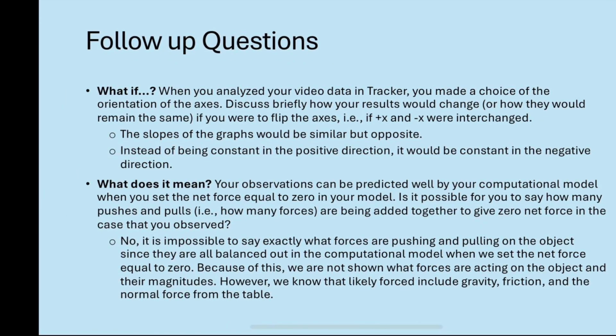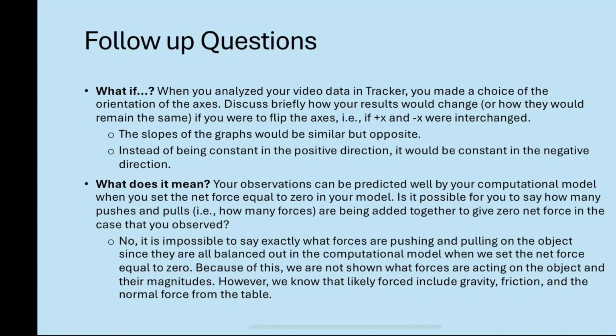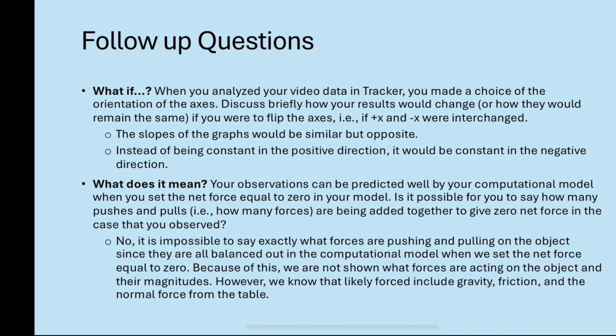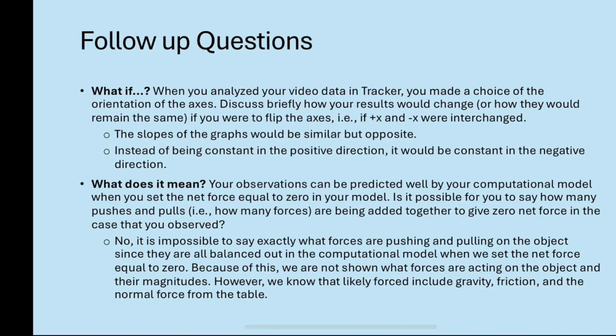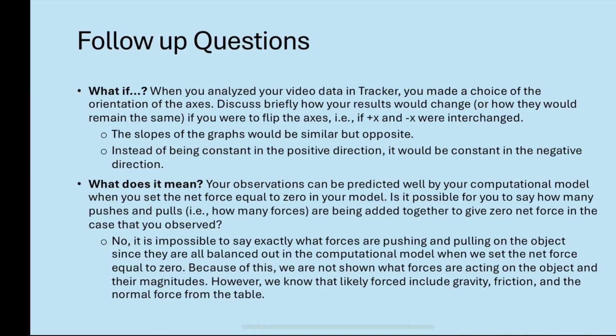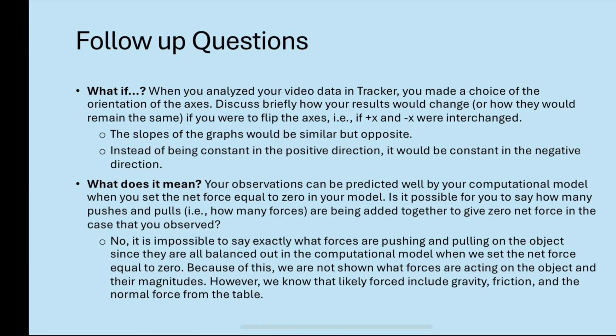Follow-up questions for the lab, including, if we change the axes, how would this change our results? For the graphs, the slopes of the graphs would have been similar but opposite. Instead of being constant in the positive direction, it would have been constant in the negative direction.